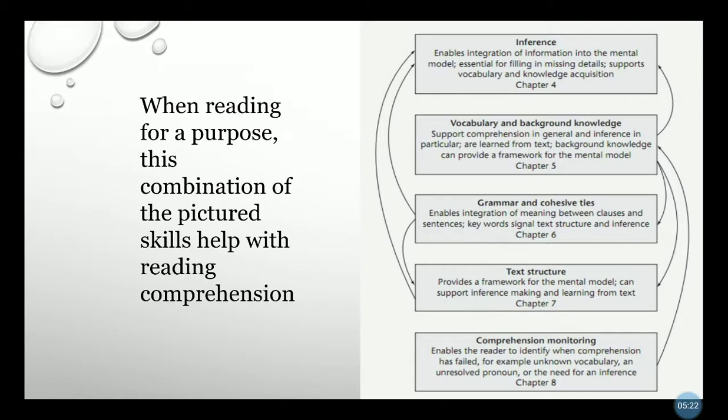As you can see here on this diagram, for instance, text structure. Text structure is important. It goes into inference because it basically provides you a mental model. But it is also big in helping with vocabulary and background knowledge. I don't want to hit every one of them, but you can see in this diagram how they all play hand in hand, and they benefit with helping you in different components and skills for reading comprehension.